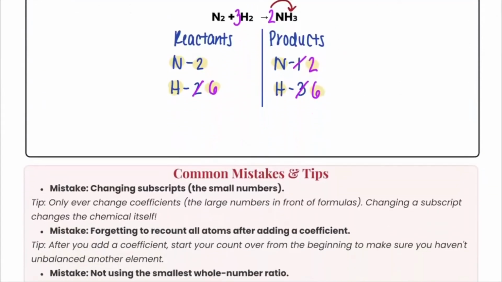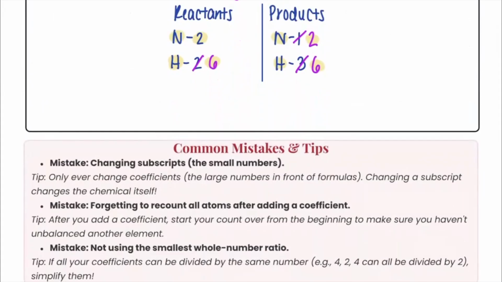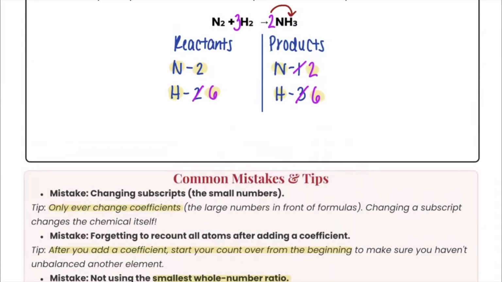Now, if I can give you 3 common mistakes to avoid, it would be the following. The first is to never change your subscripts. Instead, you only adjust the coefficients. The second is to always recount your atoms after adding a coefficient. So don't forget to ask yourself, did I change another atom in the process? And the third, use the smallest whole number ratio. You see, if all the coefficients can be divided by the same number, you've got to simplify them. In this example, we have a 1 to 3 to 2 ratio, which cannot be reduced further, so it's already simplified.